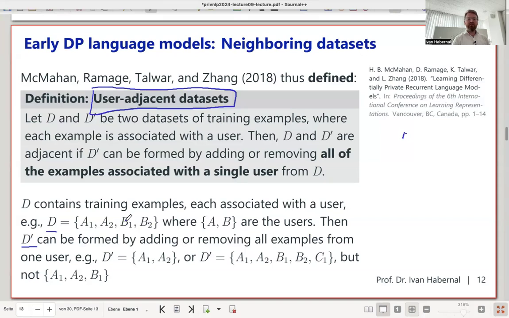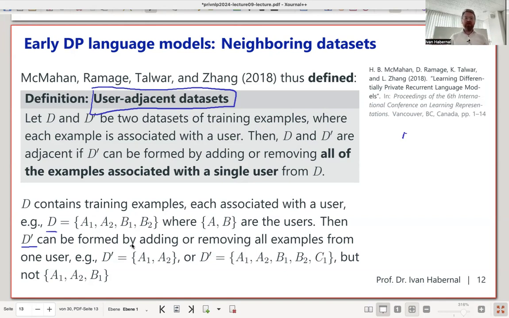For example, we could remove Bob from here to get A1, A2. Or we can add one person like Charlie. So this is another neighboring data set. And obviously we cannot do something in between. Just removing one example doesn't give us a user-level neighboring data set. This looks kind of obvious and correct, but as we will see later, maybe this is not a definitive answer on how to protect privacy. But for now, let's pretend this is okay.